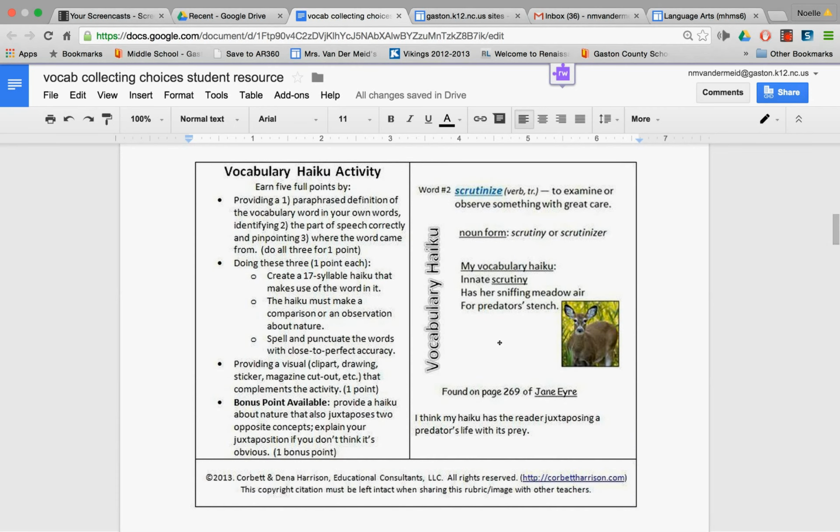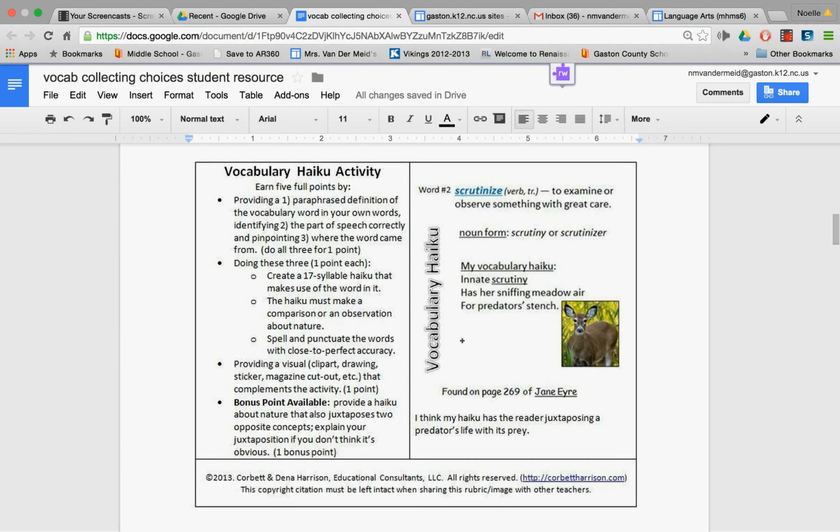Second choice is a haiku. Now, a haiku, you may have written these before, is a Japanese form of poetry, and it has specific numbers of syllables on each line, and they usually have to do with nature. So we're going to try to stick to that as much as possible. You're going to set your word up the same way with the word, part of speech, paraphrase definition, and any other forms of the word. Then you're going to do your vocabulary haiku.